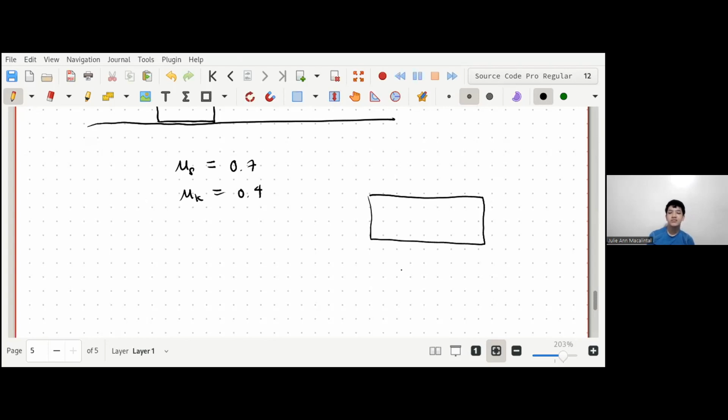Friction. From the road. In what direction? Let's say the car is moving forward. What is the direction of friction? The car is going forward, so the friction should be going backward.